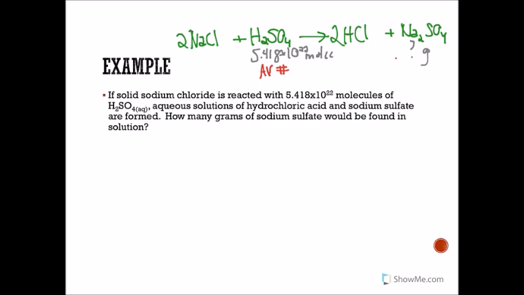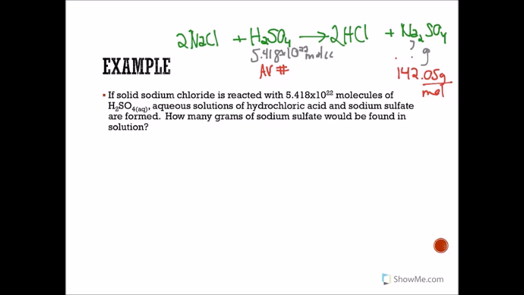Now we look up our molar mass. Sodium is 22.99, so on my calculator, I'm going to go 2 times 22.99. And we add that to sulfur. We only have 1 sulfur, which is 32.07. And we add that to 4 times 16, which is our oxygen. That gives us a molar mass of 142.05 grams per mole.